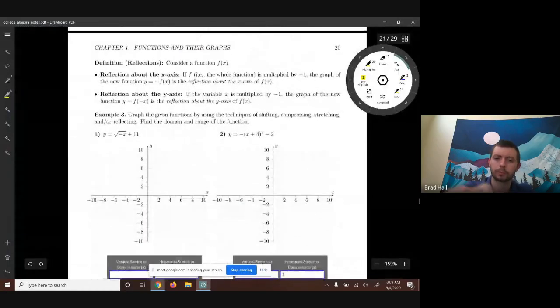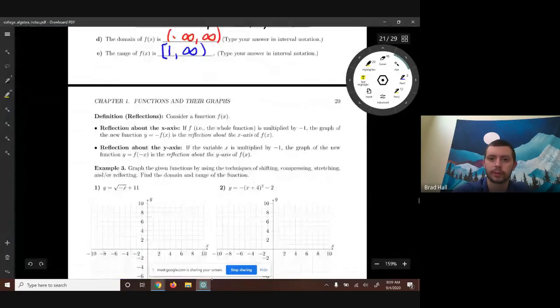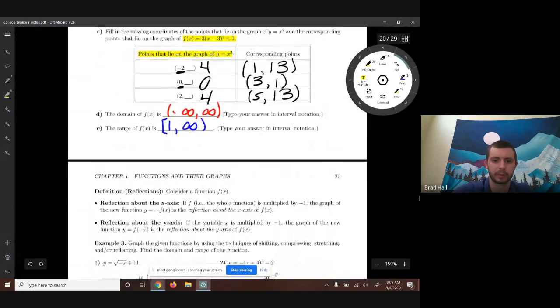So we talked about various shifts. I'll go ahead and leave this up while I talk about this. We talked about various shifts, so left, right, up and down. We talked about compression and stretching. There's only one more thing we need to refer to, and that's reflections.